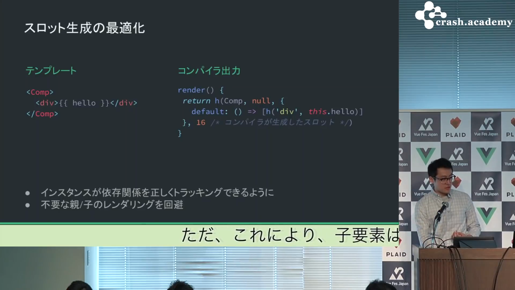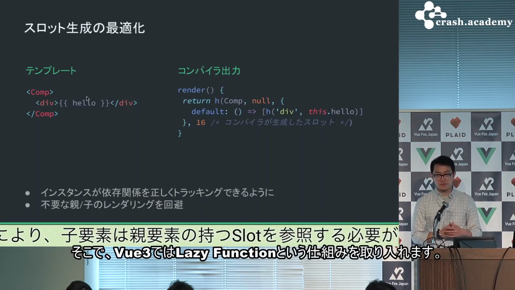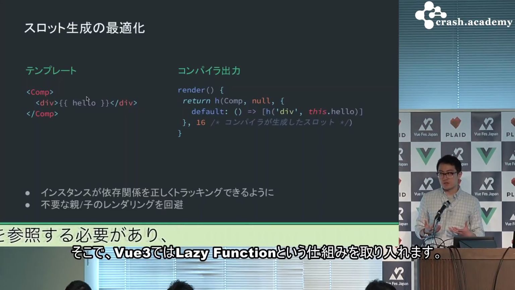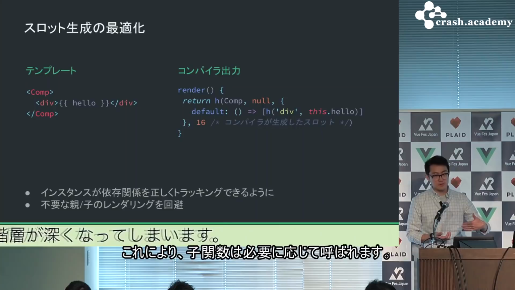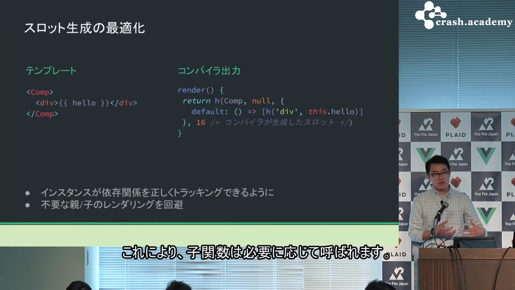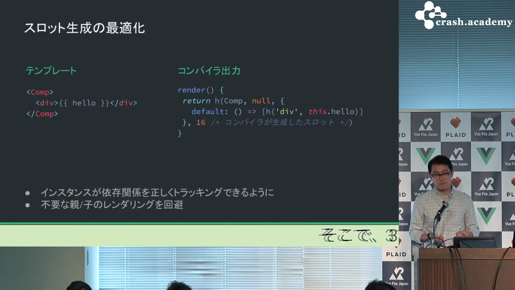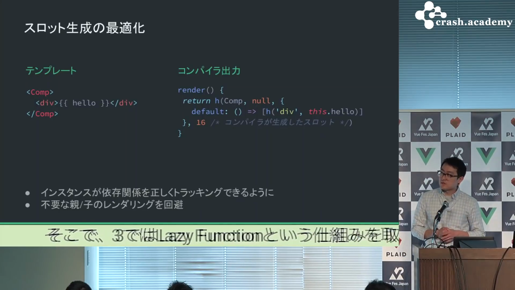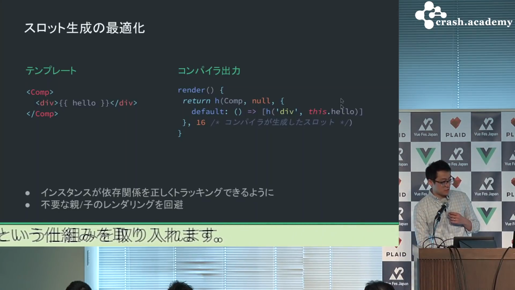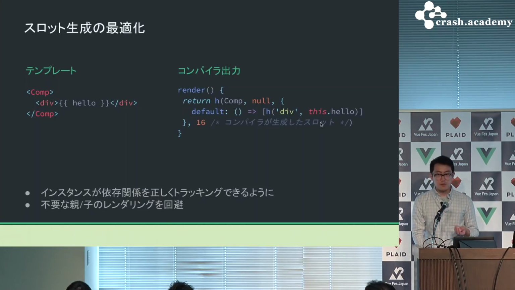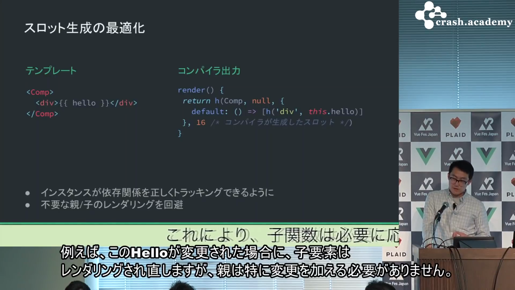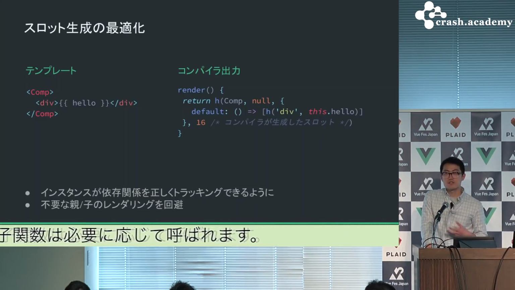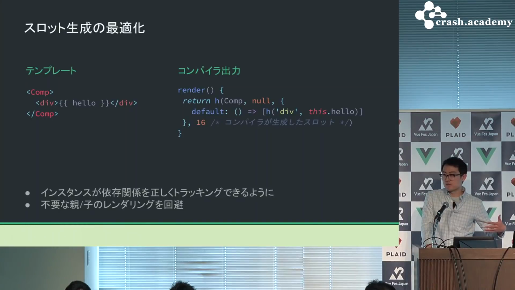So in 3.x, we are generating slots as lazy functions. If you generate it as a function, it is not called when it's created. Then we pass the function to the child component. The child component calls the function only when necessary. So what this means is the dependency here, this .hello, will be registered by the child instead of the parent. So when this .hello changes, the child re-renders, and the parent can stay the same. The parent no longer needs to re-render.